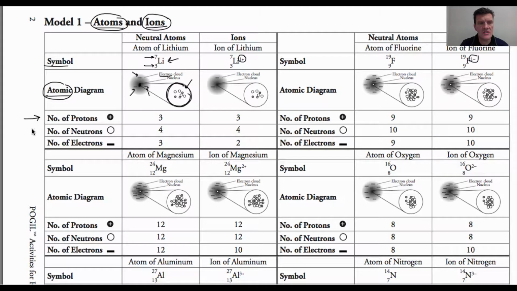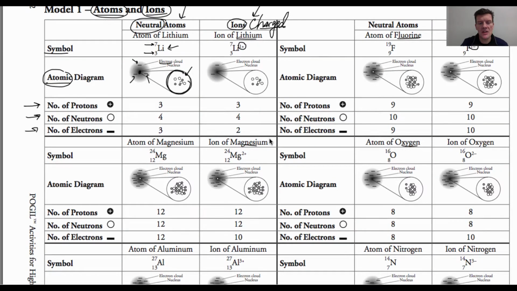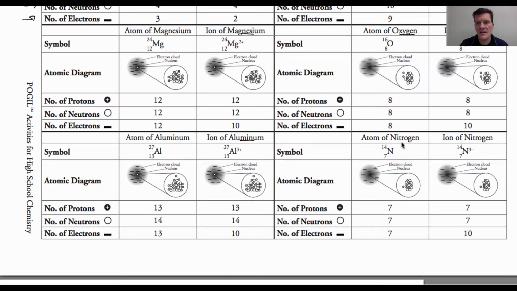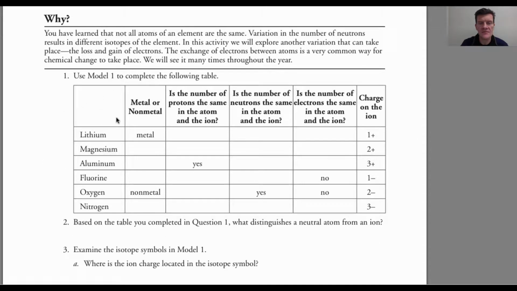They are then going to note the number of protons, number of neutrons, and number of electrons for that particular atom or ion. You'll notice it says here neutral atoms, and then ions. Remember, these are the charged particles. Those are charged because they've either lost electrons or gained electrons, so that it has a positive or negative charge on it. So this is going to be given to you here, and it is given to you for lithium, fluorine, oxygen, magnesium. We have down here aluminum and nitrogen. Okay, so now that we've looked at the model, let's go back to the questions and let's fill in some of this information.